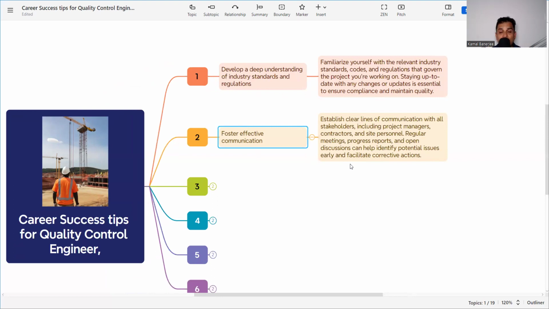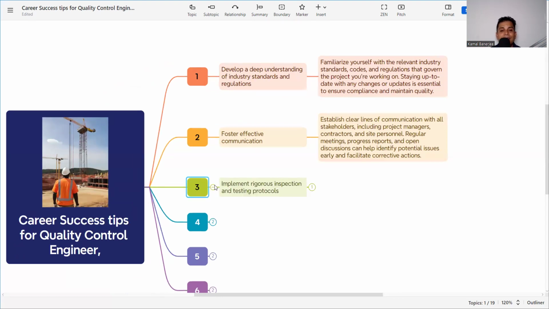So how good you are in your communication, how effectively you can communicate the common goal or the requirement to the concerned parties involved in the project, that is the key to your success. So start effective communication now if you want to get success.